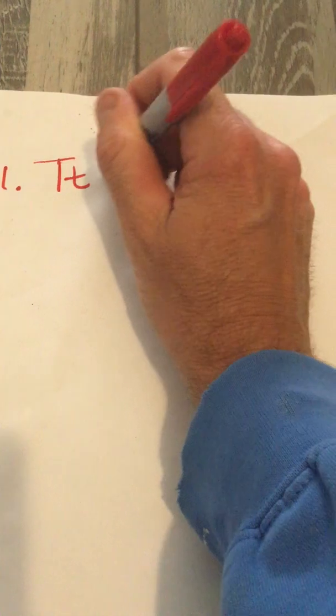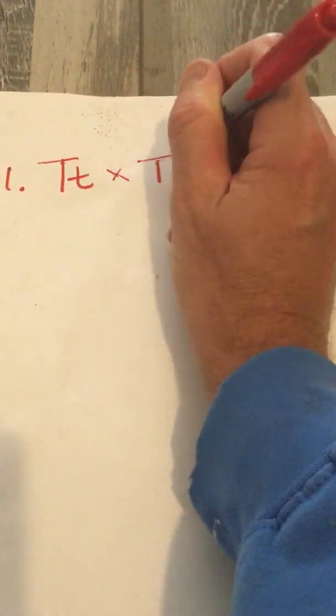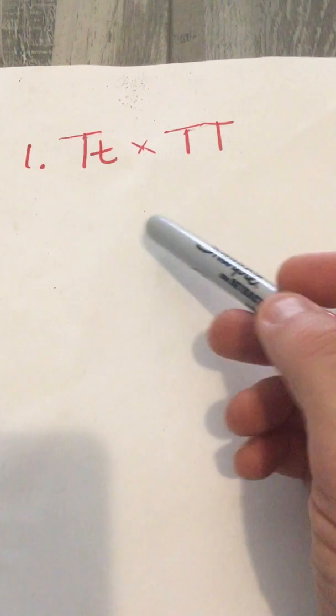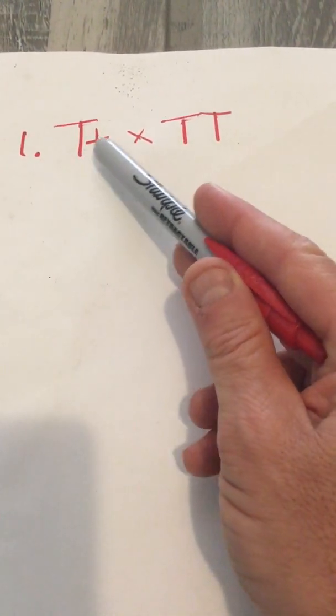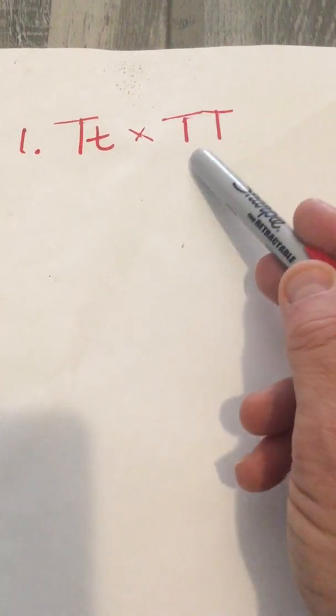a big T, little t, and a big T, big T. Okay, remember, if you look in the notes, the big T represents the tongue rolling trait. That is a dominant trait. So this person here will be a tongue roller because they have a dominant and a recessive trait. This person here, the second one, will also be a tongue roller.